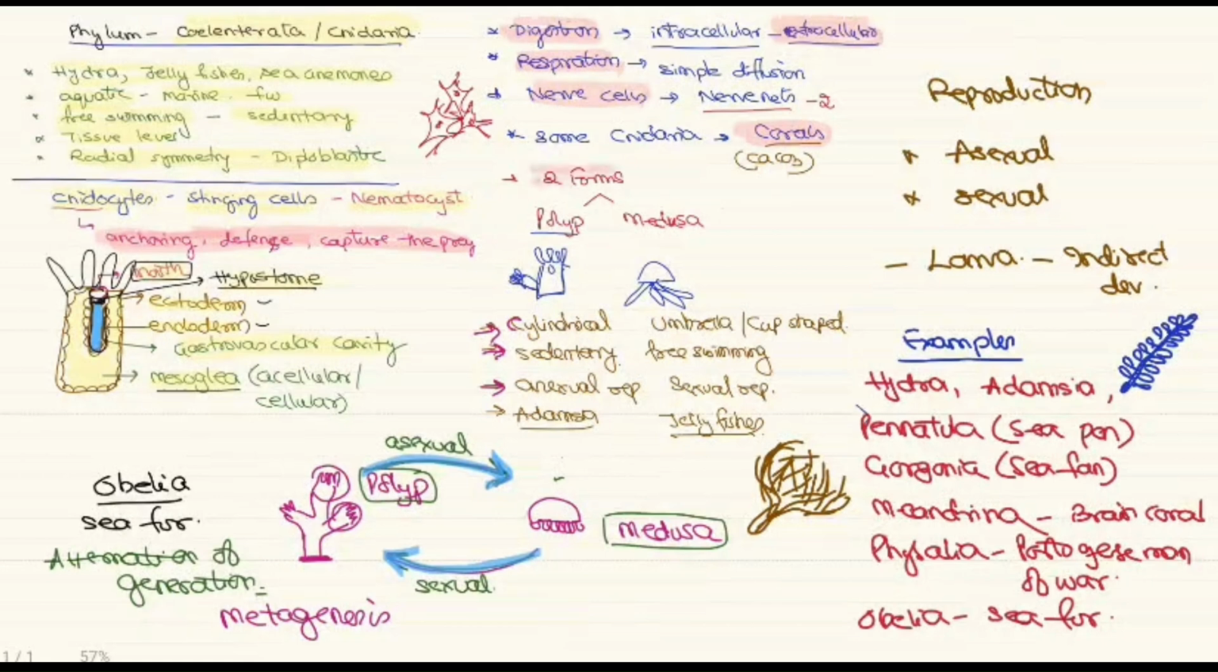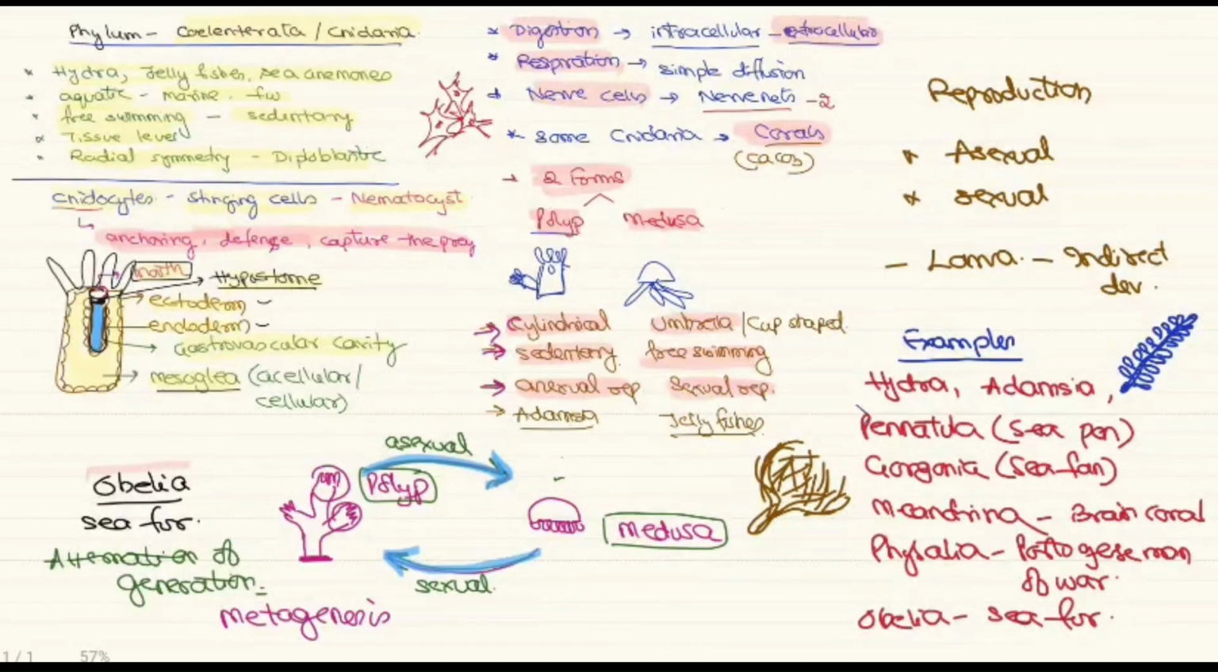The body occurs in two forms, we call them as zooids, and the two forms are polyp and medusa. Polyp like hydra, polyp like sea anemone. These are cylindrical, sedentary, and mostly the reproduction is asexual by budding method. Jellyfishes are umbrella-shaped or cup-shaped, free-swimming, and they have sexual reproduction.